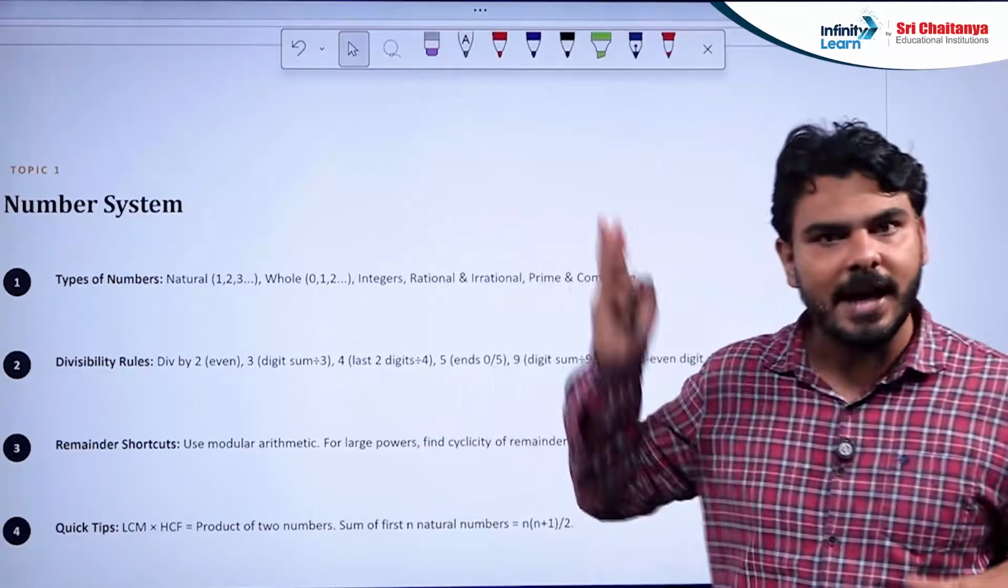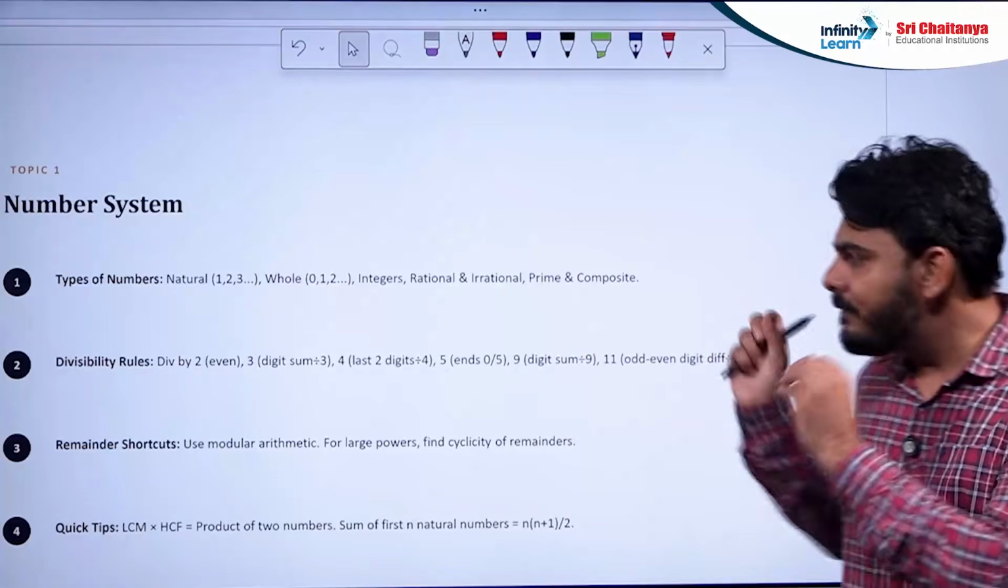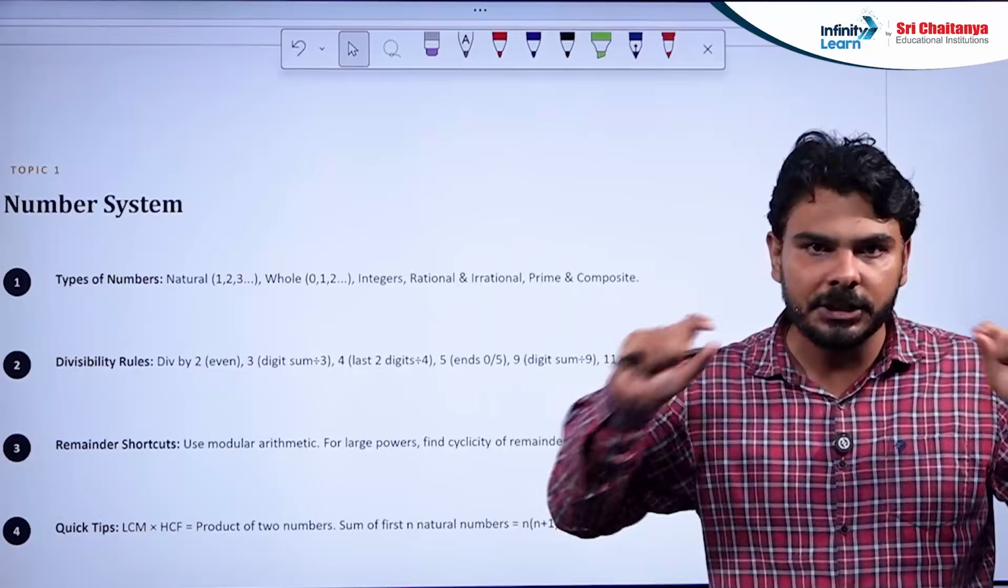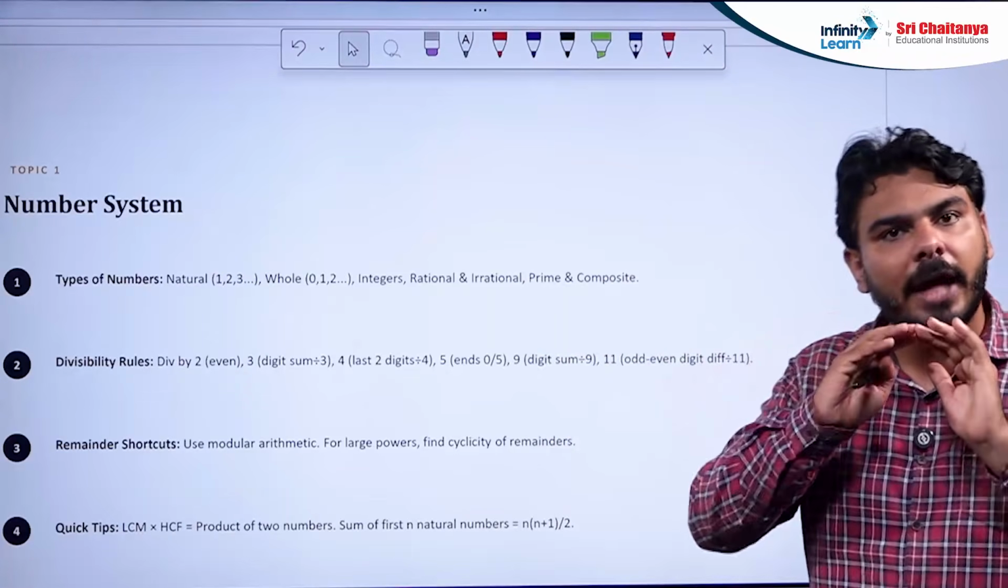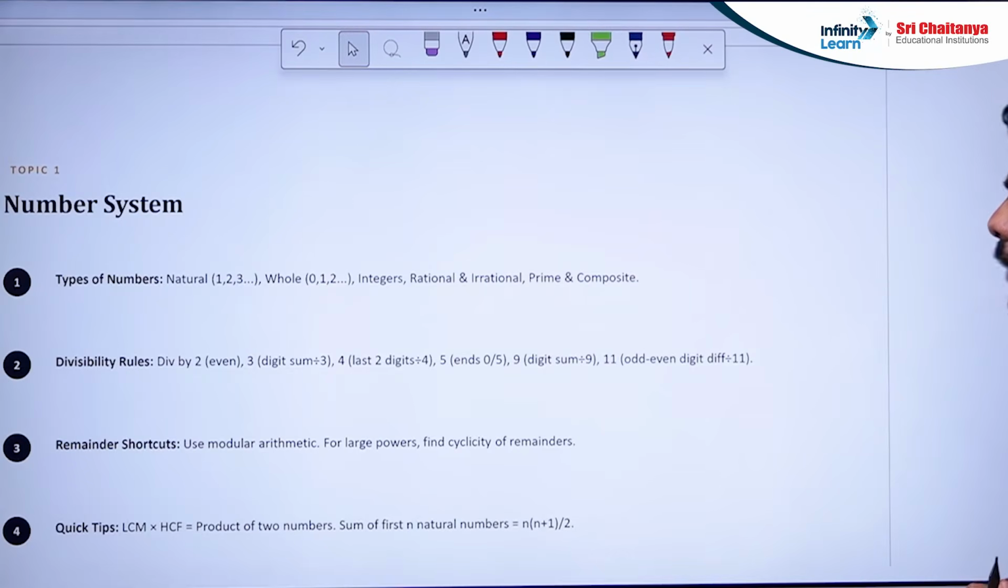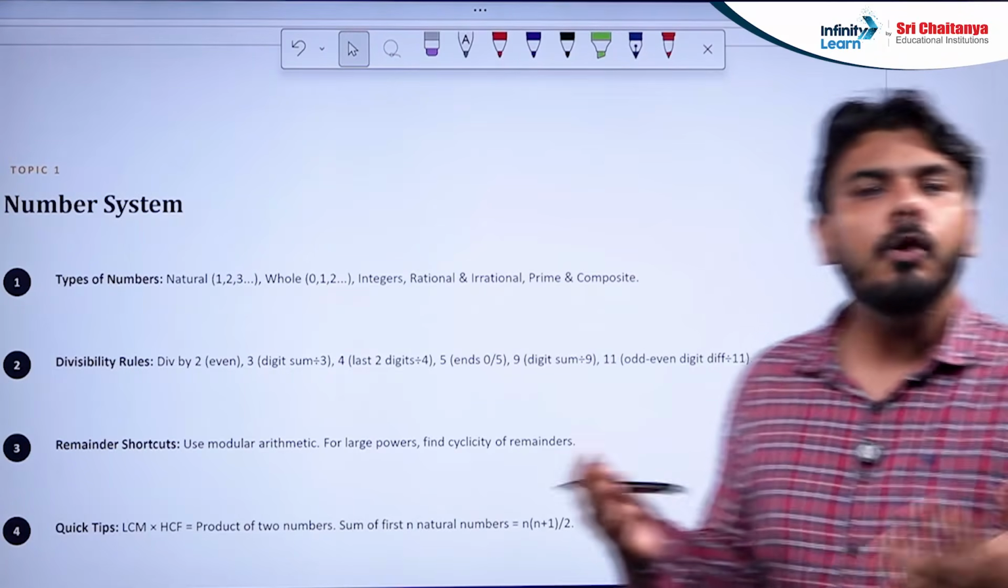In the coming classes, I will tell you in detail about every topic that we are covering here. But in today's session, because this is an introduction type session, I will just tell you about every chapter in brief. Our first topic is number system. It will be about numbers only.